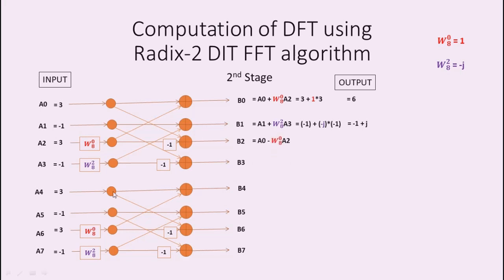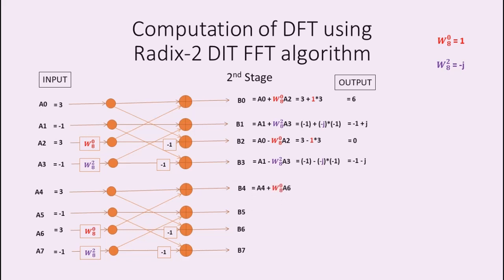Now next B2 is equal to A0 plus A2 into W8 to the power 0 into minus 1, and that's equal to 3 minus 1 into 3 is equal to 0, and B3 is equal to A1 plus A3 into W8 to the power 2 into minus 1, and that's equal to minus 1 minus j.